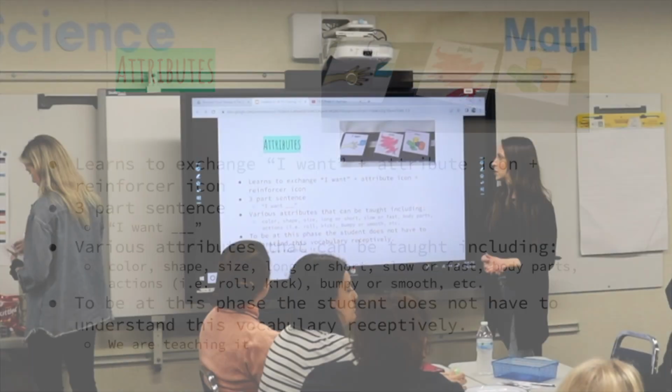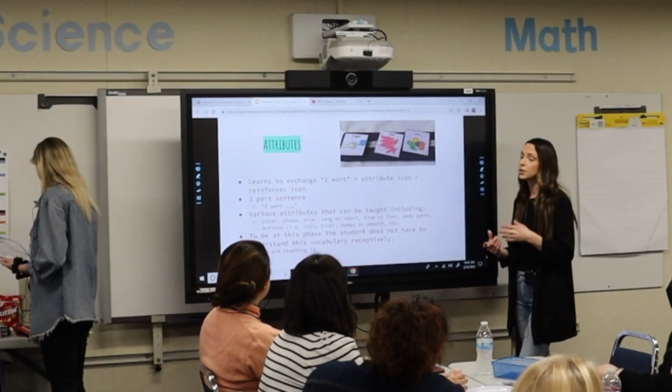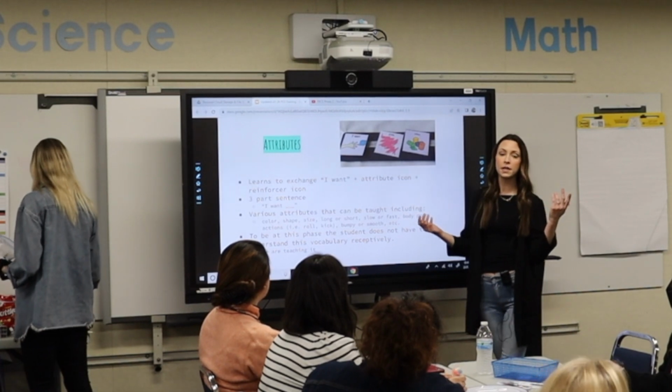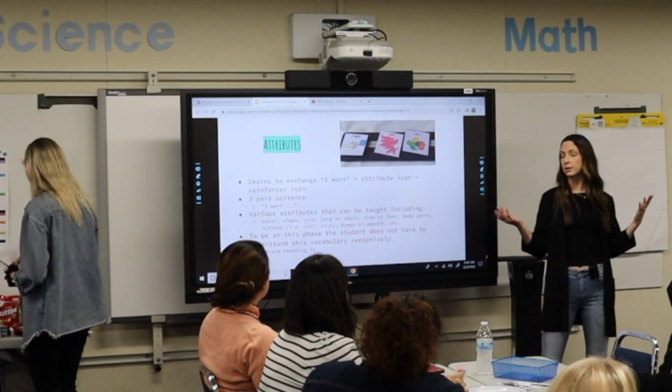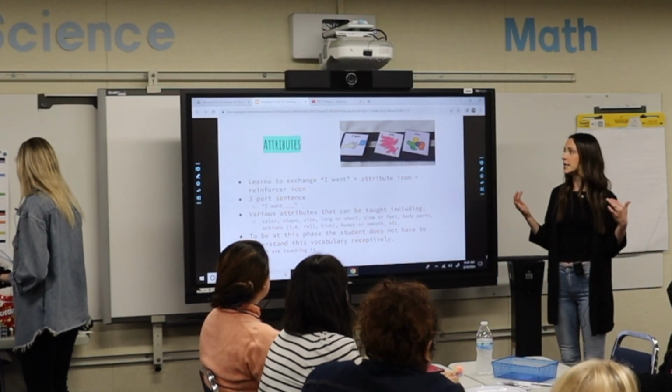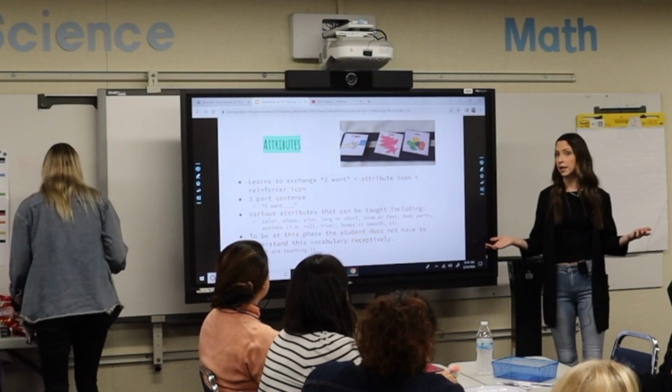So we're going to learn to exchange I want for an attribute and an icon. So we're just going to keep expanding that language. So now we know we did correspondence checks. They know what they want. Now we're going to go deeper. Do they know what color Play-Doh they want?